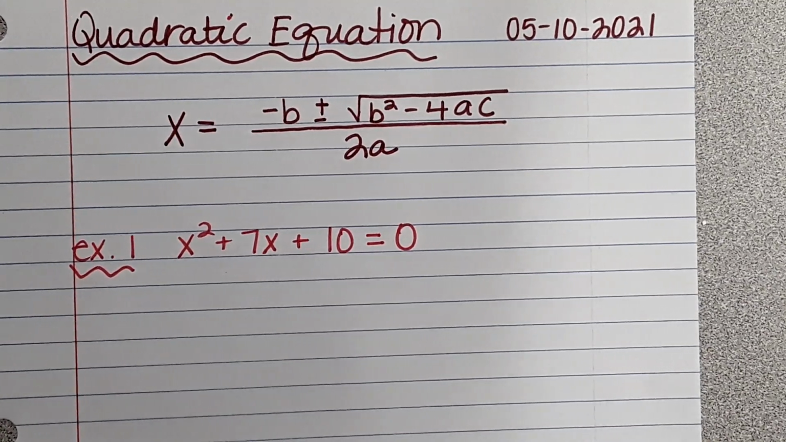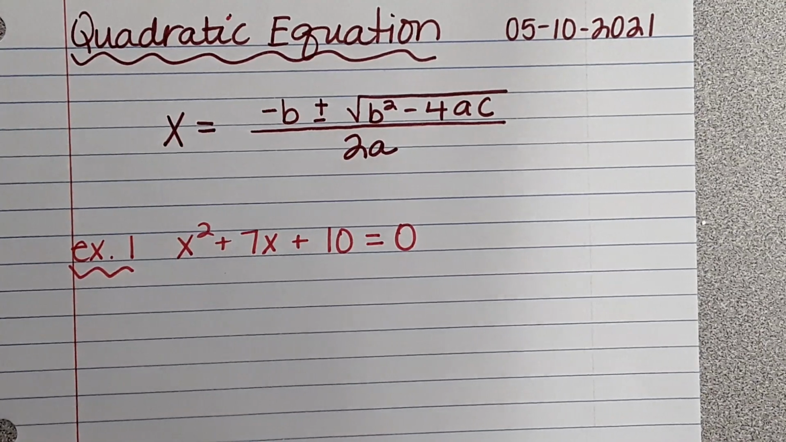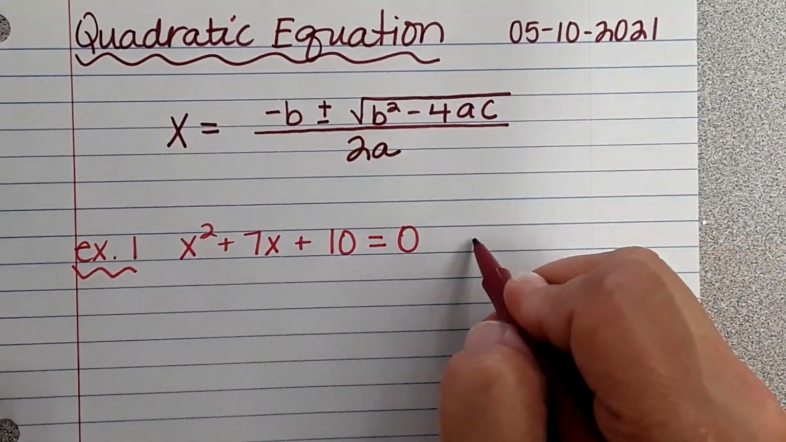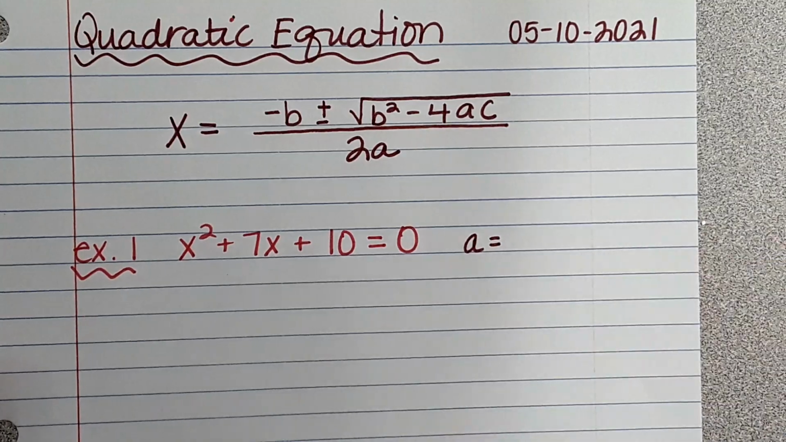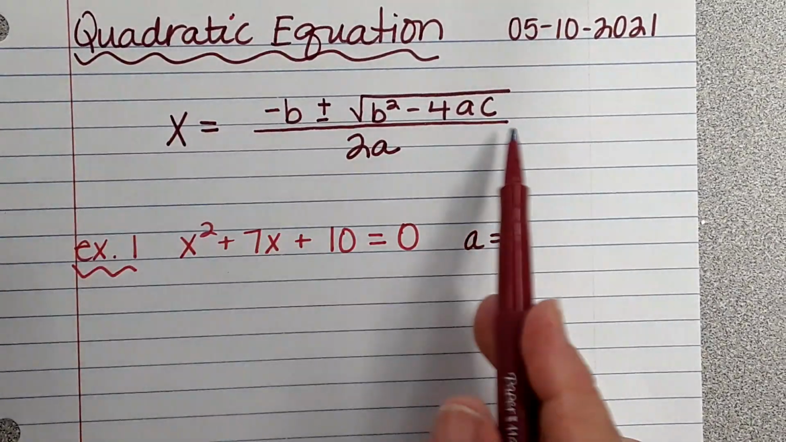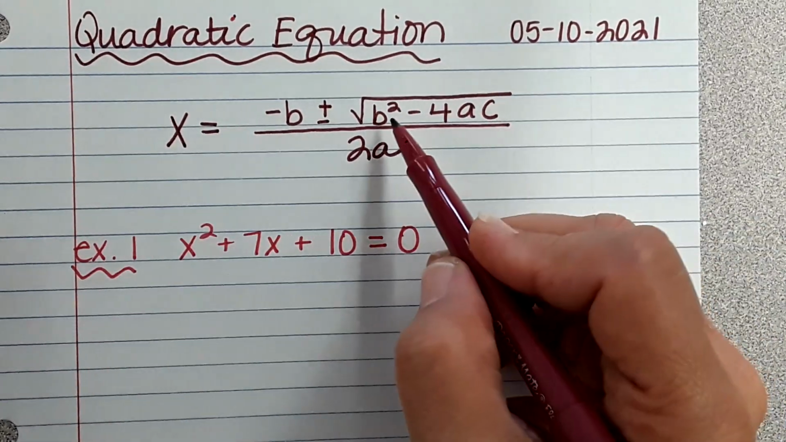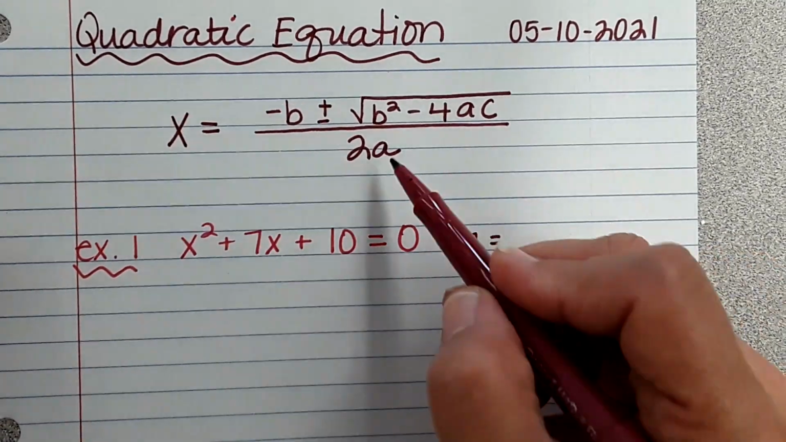So, what do you think the first thing is that we're going to have to do? It looks like I need A. What is A? Looks like a fraction? Yep. It goes all over. So it's the opposite of B plus or minus the square root of B squared minus 4AC. That's your numerator. All over 2A.